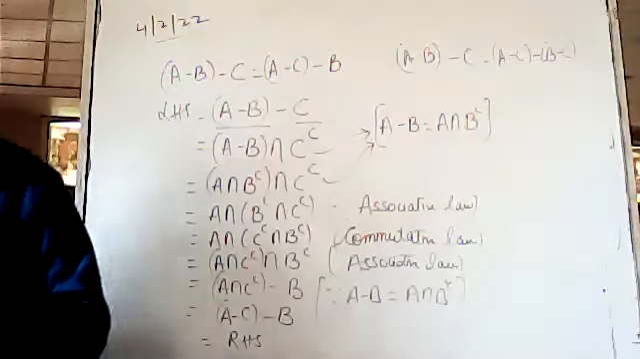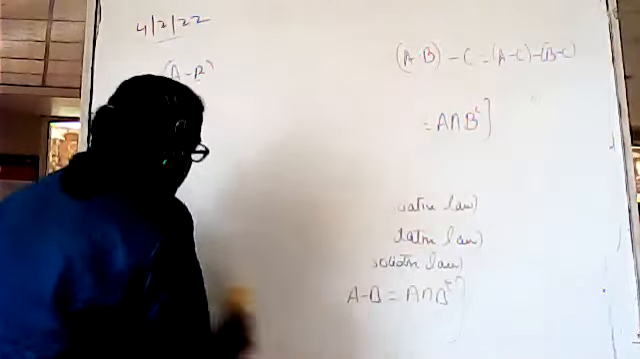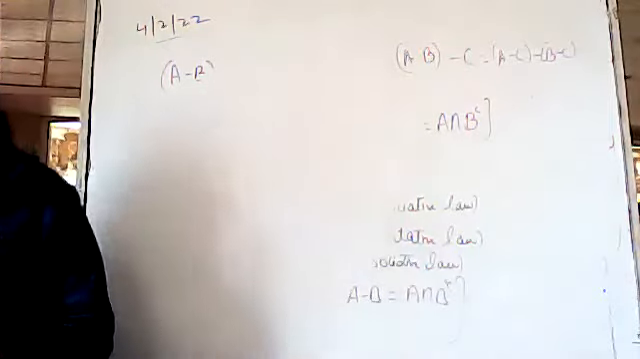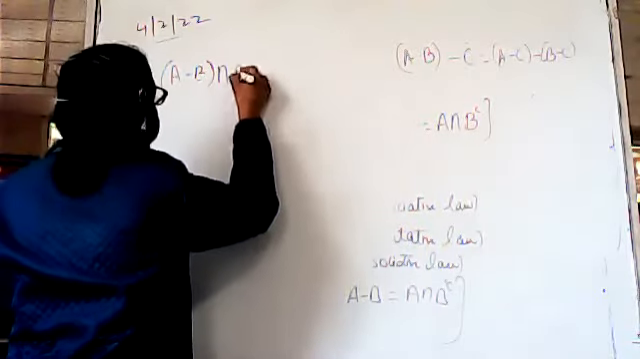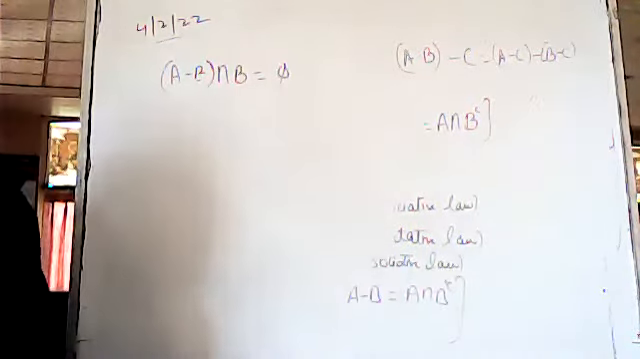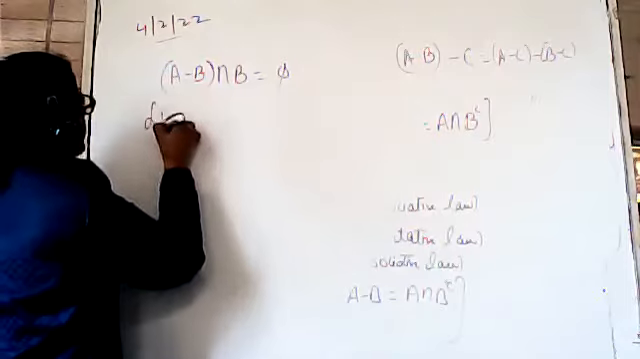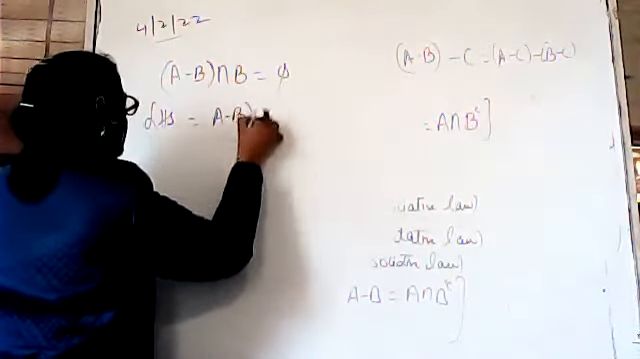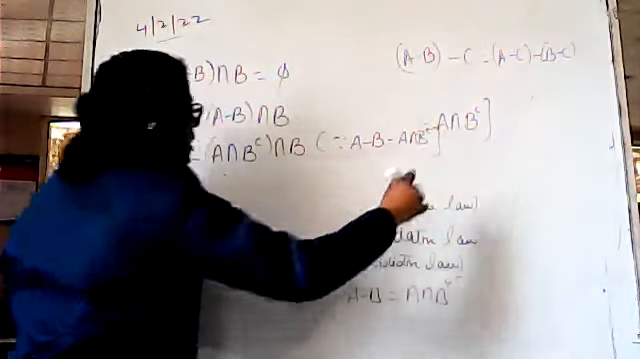Next question is prove that A minus B intersection B equals 5. Again, consider the left hand side, A minus B intersection B. So, first of all, A minus B can be written as A intersection B complement. We are using the result A minus B equals A intersection B complement.